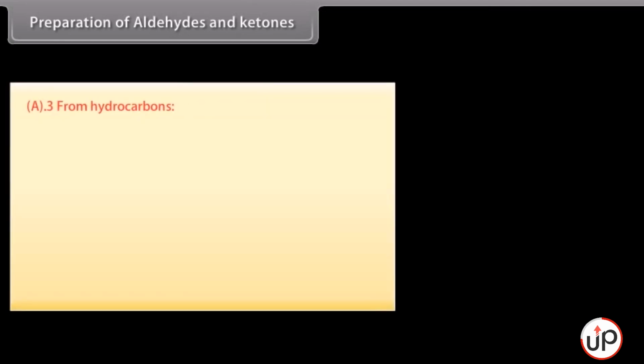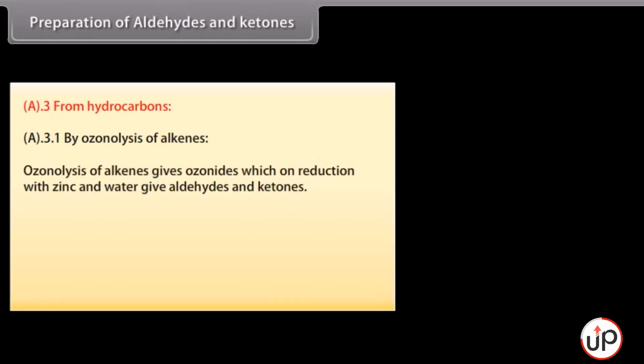Preparation of aldehydes and ketones from hydrocarbons. By ozonolysis of alkenes. Ozonolysis of alkenes gives ozonides, which on reduction with zinc and water give aldehydes and ketones.